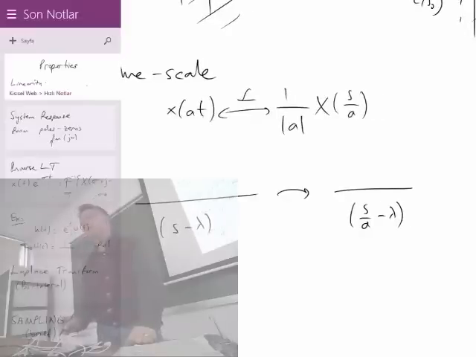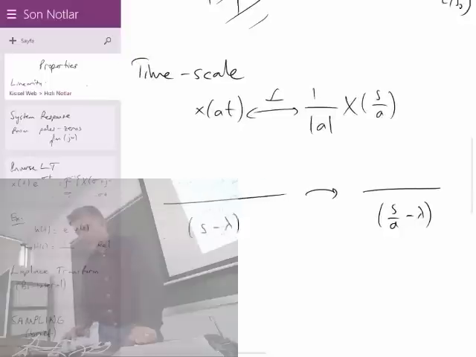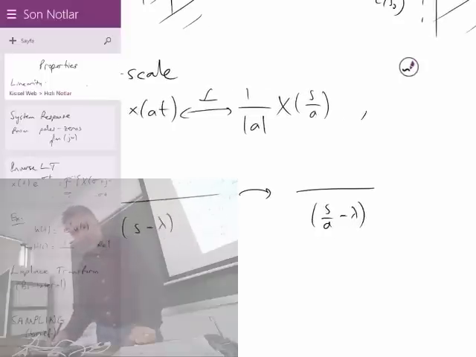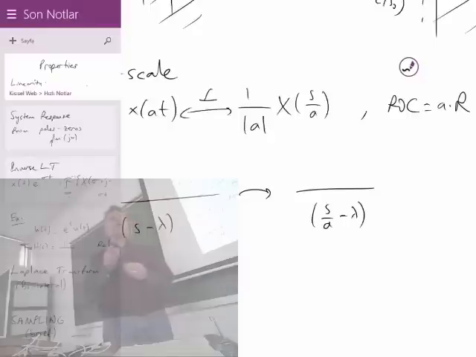Therefore, you have to re-evaluate the poles, which are the roots of the denominator. And the book has an awkward notation. It says region of convergence is equal to a times R. It is just that the poles are multiplied by a, in other words. And then you have a new boundary. Depending on the value of a, it may be smaller, larger. It may be inverted, because a could be negative, it may be minus 0.5, which is quite confusing.